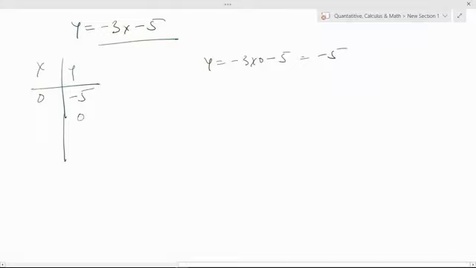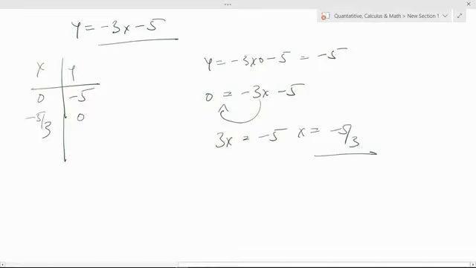Now I'm going to put y as 0. If I put y as 0, we get the equation 0 is equal to minus 3x minus 5. I could also take this out here. It becomes 3x is equal to minus 5, or x is equal to minus 5 by 3. Now we have 2 points, and we can draw the line and check with the 2 points.